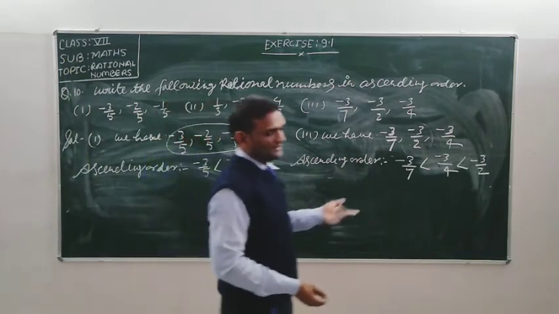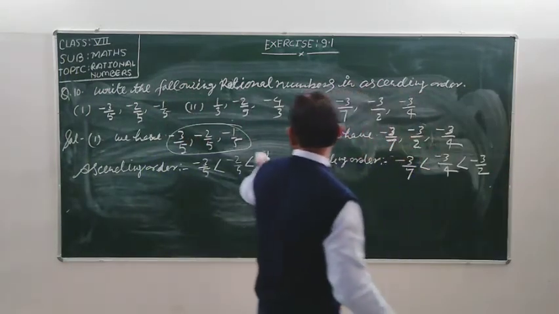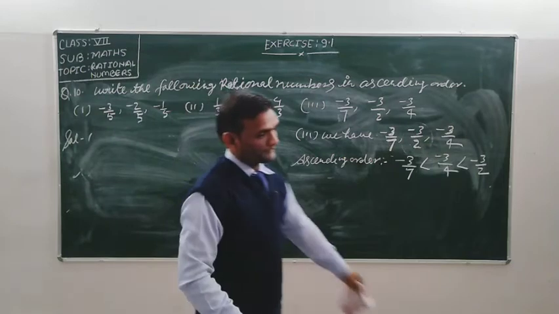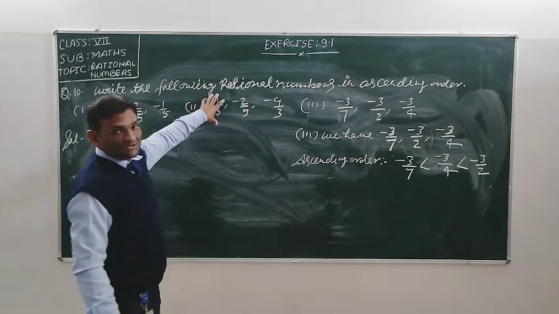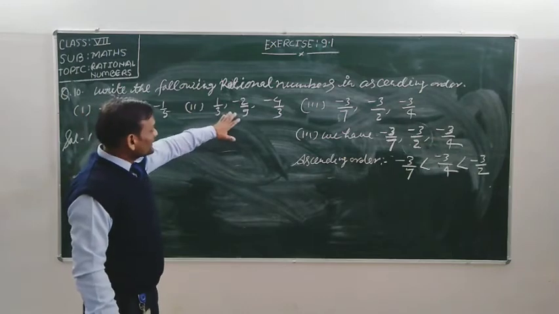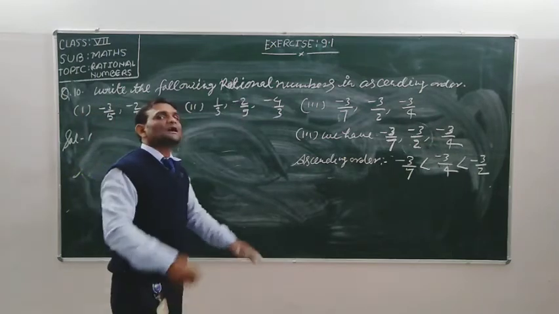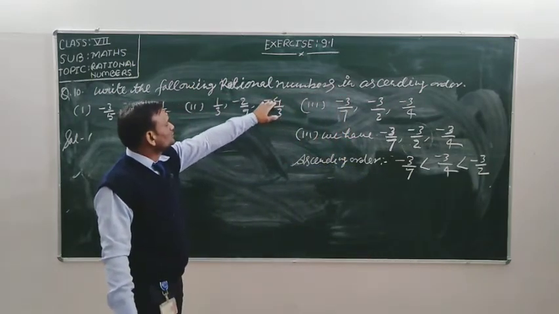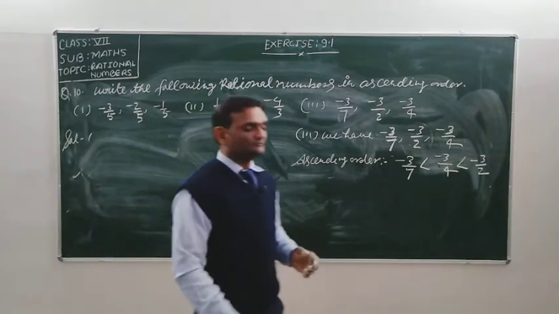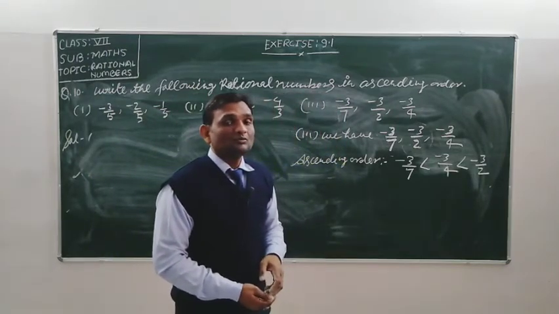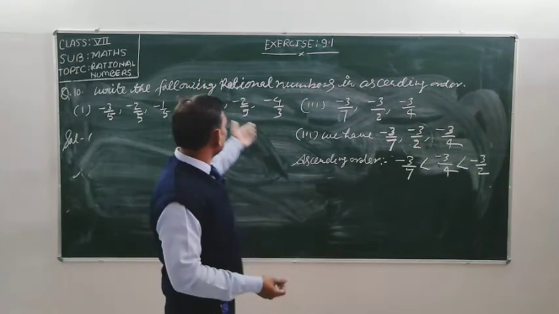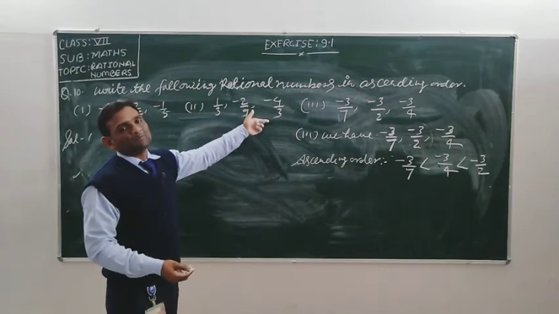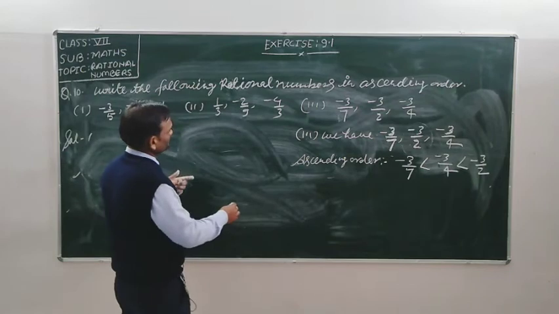So come to the second part, student. In this case you are seeing that numerator and denominator both are different. Both are different, none is the same. Neither the denominators are the same, nor the numerators are the same. So in this condition you have to take the LCM of the denominators. So I am taking the LCM here, student.